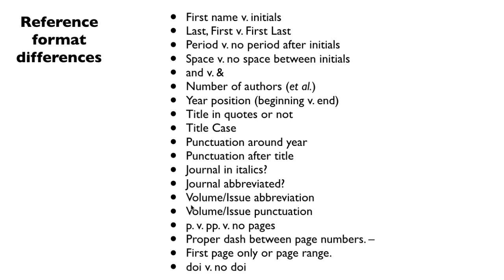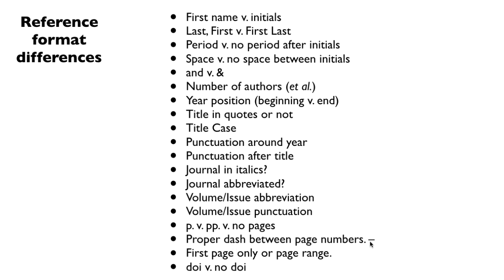The volume or issue, do you have the letter V to represent volume, or do you just leave that out? Same thing for issue. That's often done as number, NO. Do you put the page number with the letters P or the 2 letters P? Or some citation formats actually don't list the page numbers.